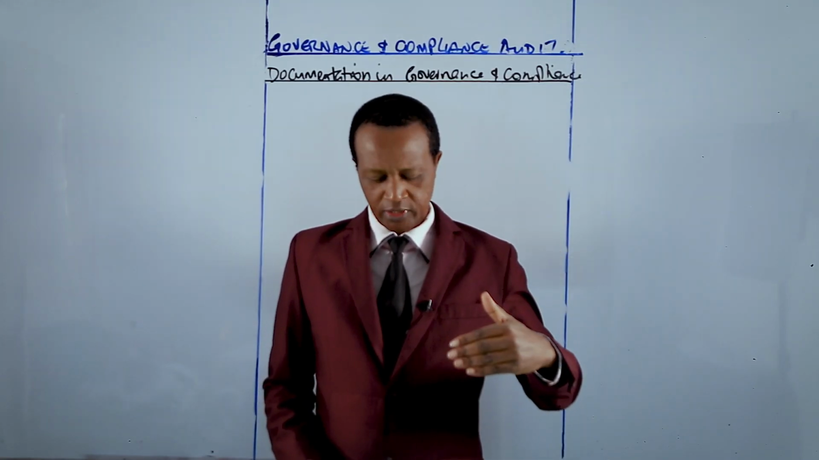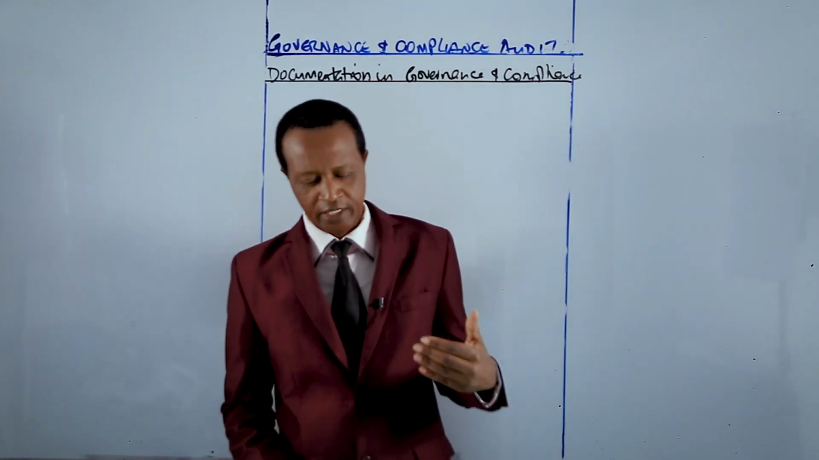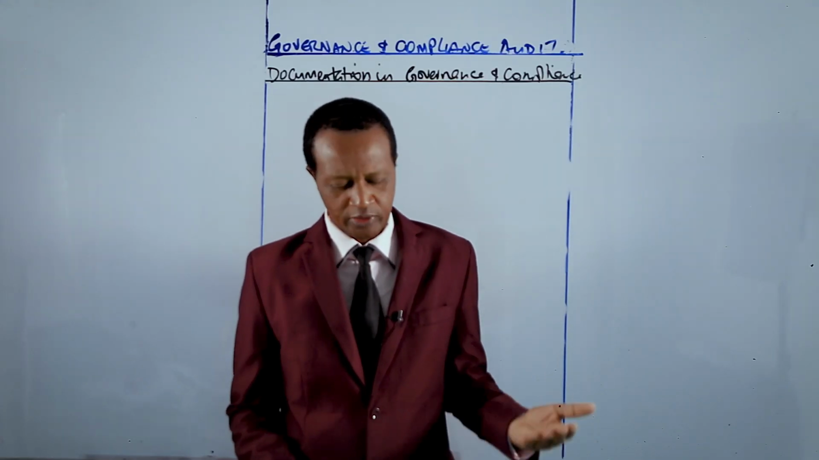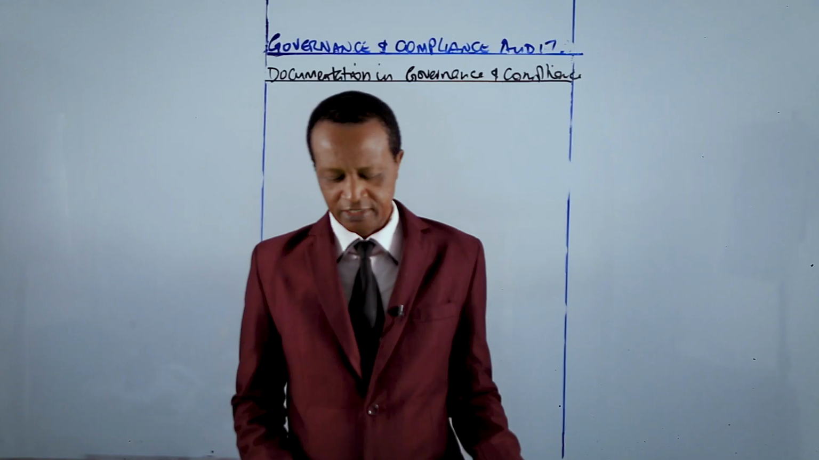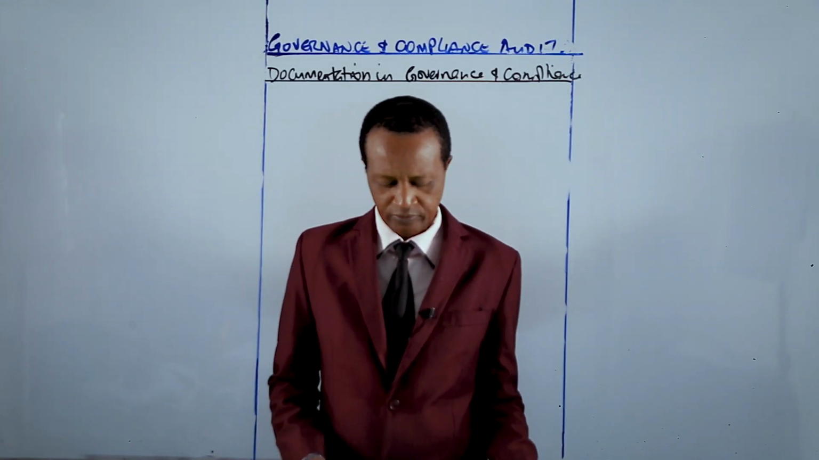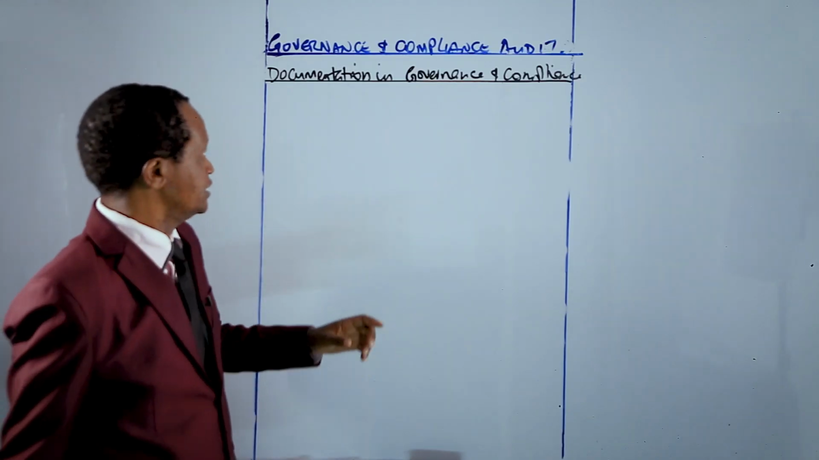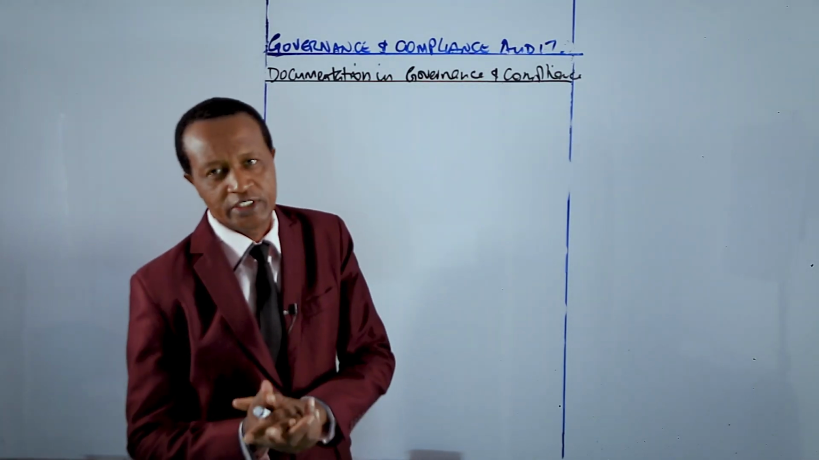In this lesson, we will study the first subchapter, which is Documentation in Governance and Compliance Audit. Then in our next lesson, we will focus on the communication between auditor and client organization. So the first subtopic here is Documentation in Governance and Compliance Audit.